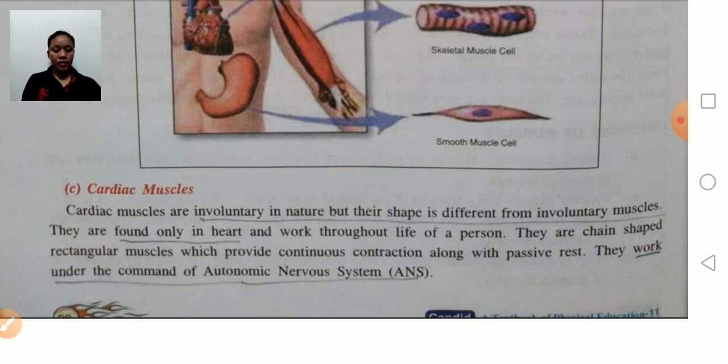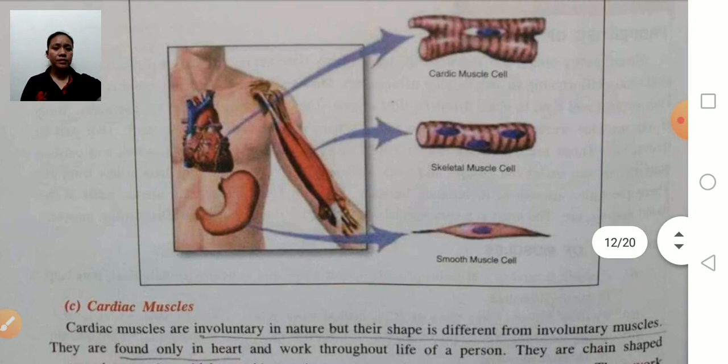Three types of muscles: voluntary muscles, involuntary muscles, and cardiac muscle. Voluntary muscles work according to the will of a person, involuntary muscles are those over which we don't have any control, and cardiac muscle is found only in the heart.